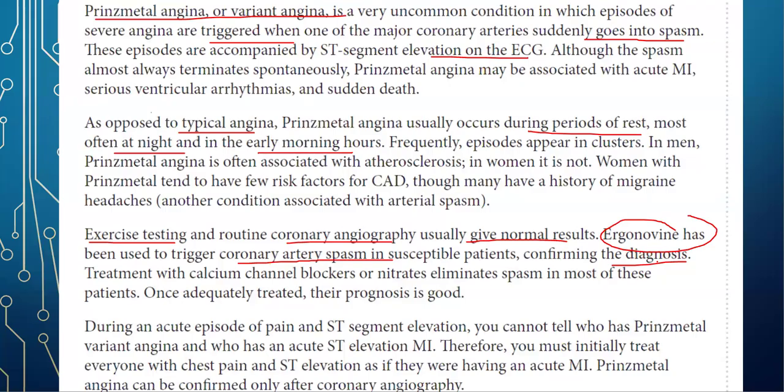Because it goes into spasm, you have to give something which can dilate the coronary artery. So what can dilate the coronary artery? Either a calcium channel blocker or a nitrate.